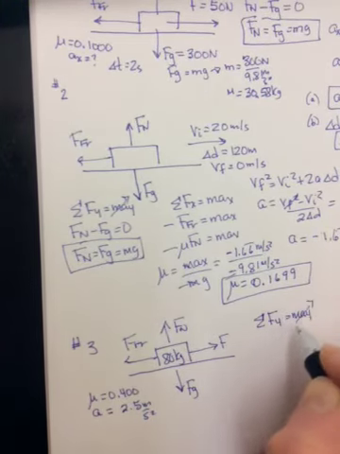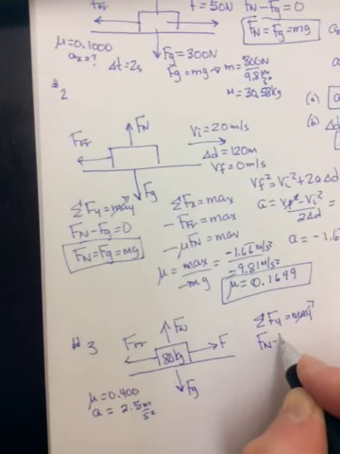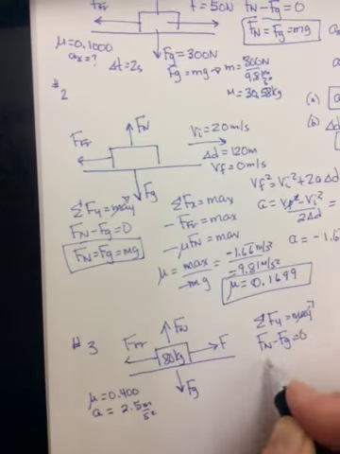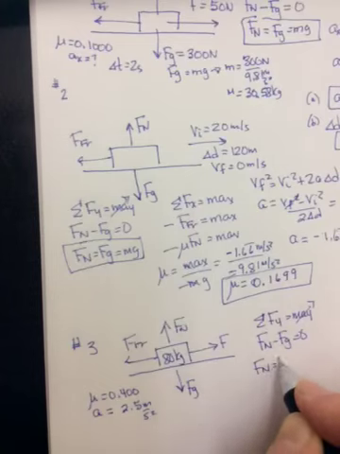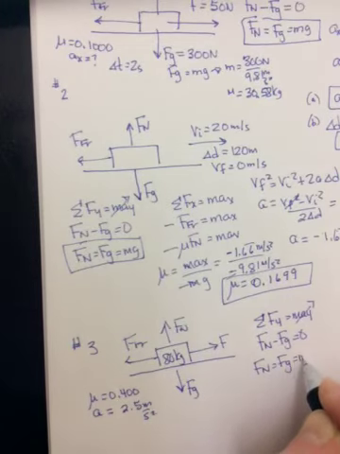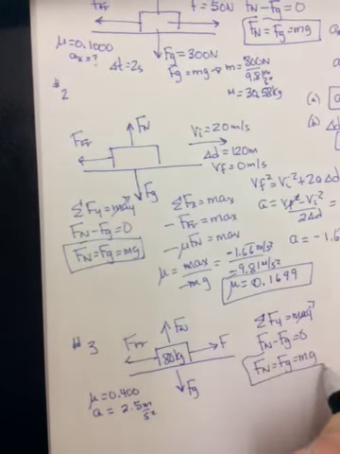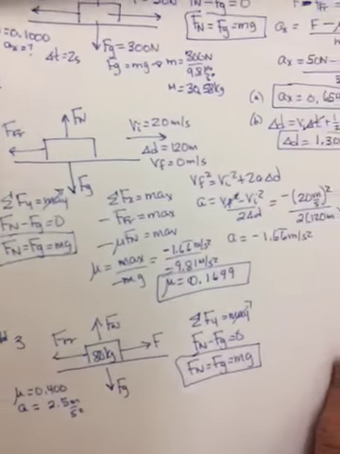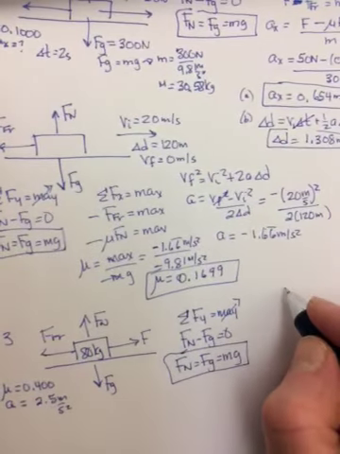So start out sum of the forces in the y. It is not moving in the y. So you'll get Fn minus Fg equals 0. So Fn equals Fg equals mg. You could get a value here. I would urge you not to, though. Just carry the mg and put the numbers in later.